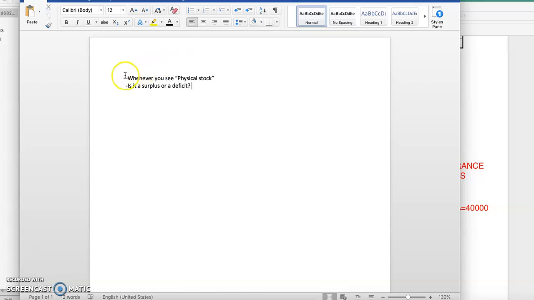This is very important to know because you have to calculate it first, and if it's a surplus, it is going to be under other operating income. If it's a deficit, it's going to be under other operating expenses. So it's very important that you calculate this and you know where it belongs and you're confident with your answer. So how do we start?